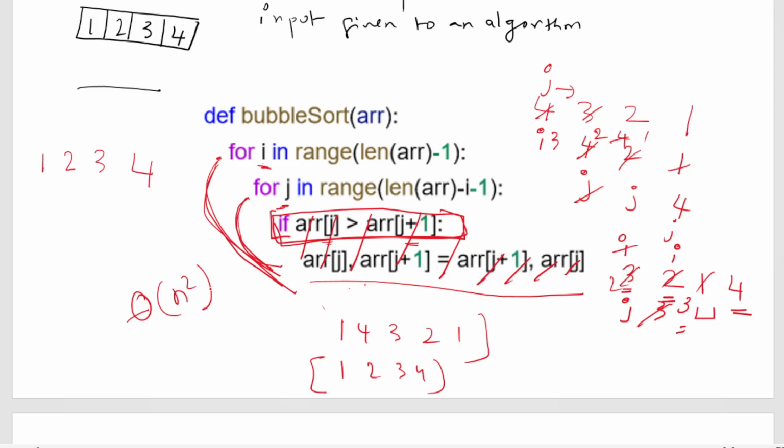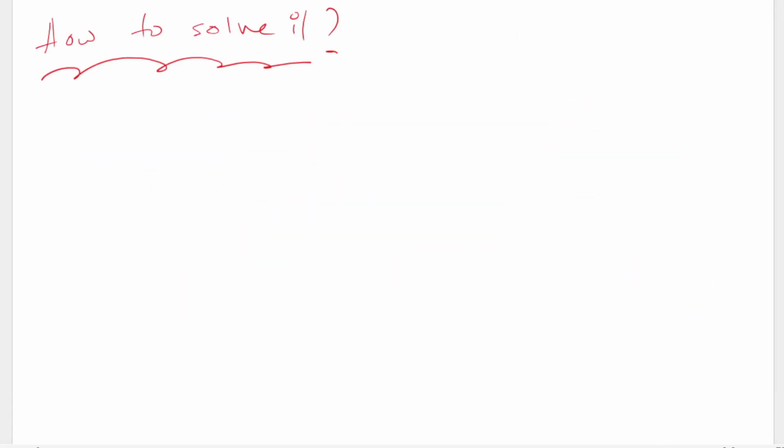Now the question is, we have to make it better, okay? But only the best case scenario. Now how to solve it? So let's take an array with the best case scenario. Let's say we have the numbers 10, 20, 30, 40, and 50.